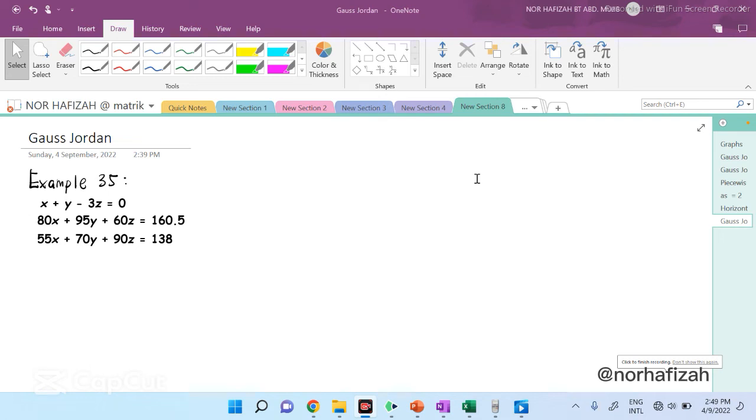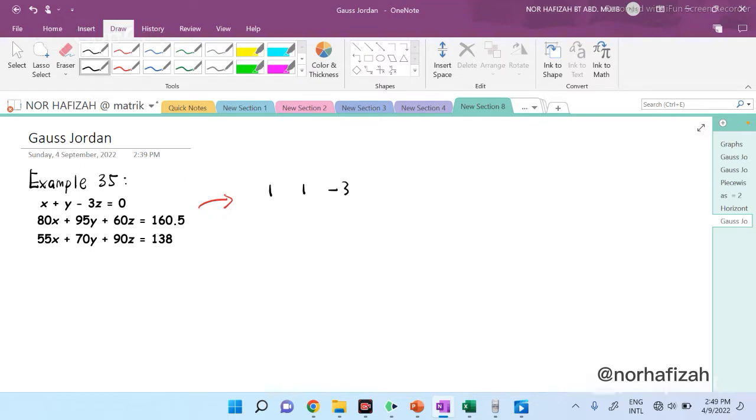Hi everyone, today we're going to do the Gauss-Jordan elimination method. This is the question from lecture example 35. First we're going to change this to matrix form. We have x, y, so that will be 1, 1, just taking the coefficients in front of x, y, z. So we have -3 there.